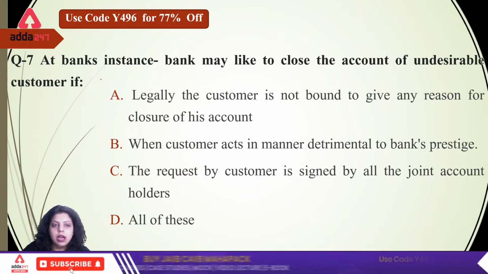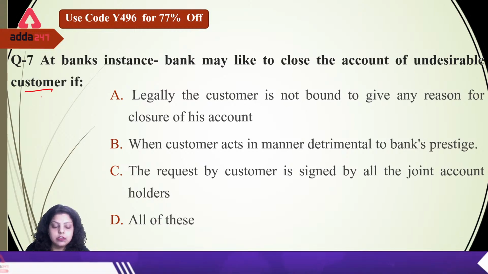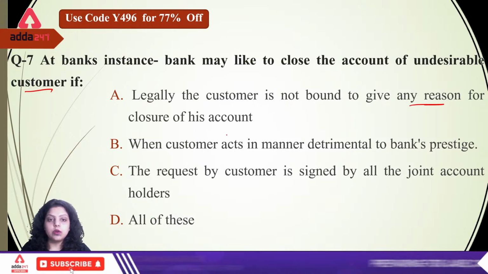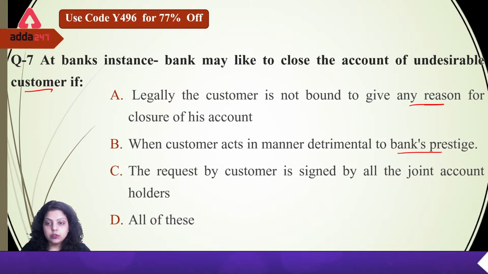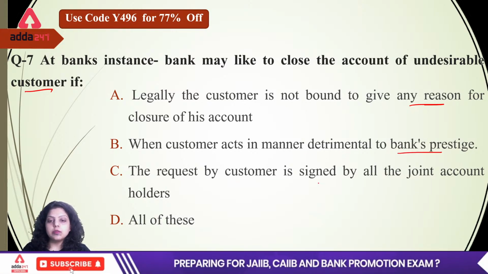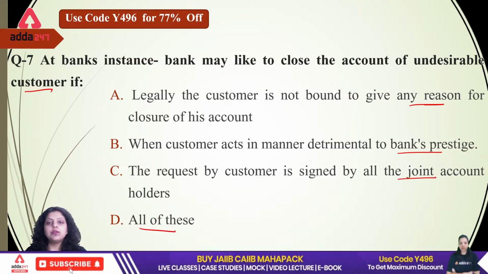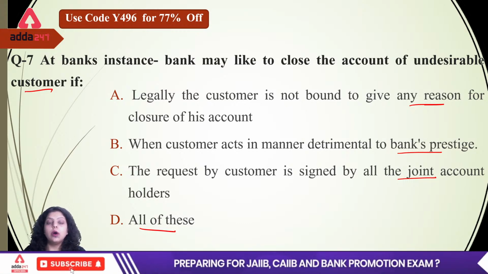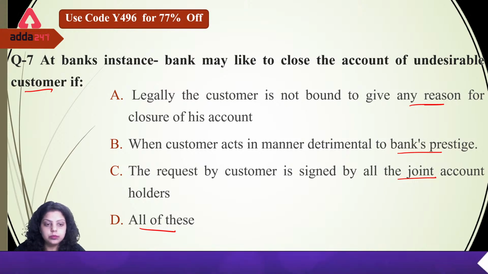Okay, next. At the bank's instance, the bank may like to close the account of an undesirable customer if: first is saying legally the customer is not bound to give any reason for closure of his account. Second is saying when the customer acts in a manner detrimental to the bank's prestige. Third is saying the request by the customer is signed by all the joint account holders. And fourth is saying all of these. So which of the following is correct, on the condition that the bank may like to close the account of the undesirable customer?